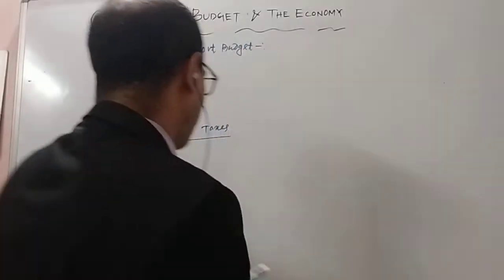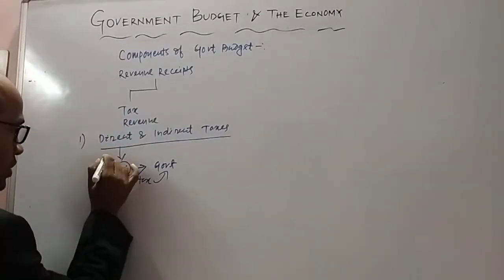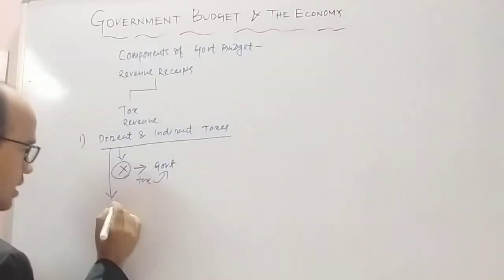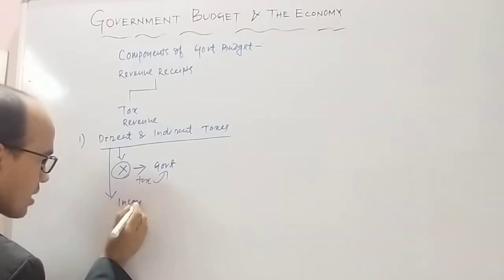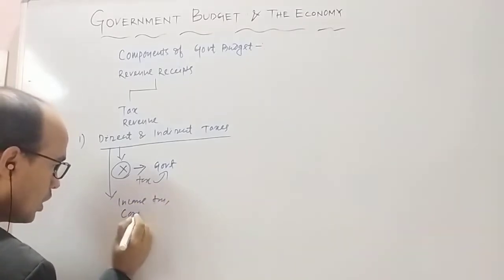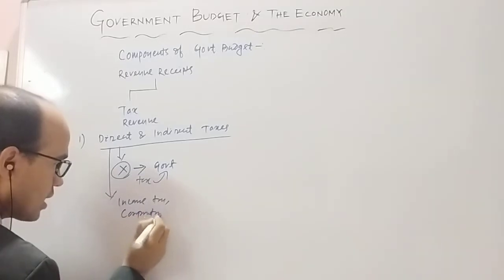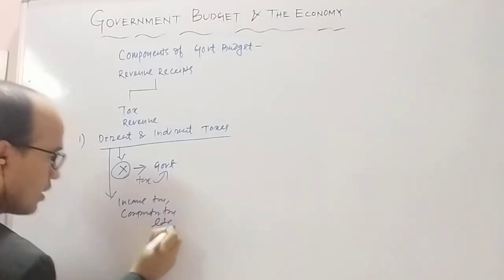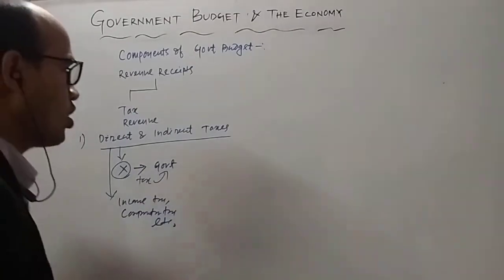For example, you are paying a VAT. What are the examples? Examples of direct tax are income tax, corporation tax, etc. Okay? Second is called indirect taxes.